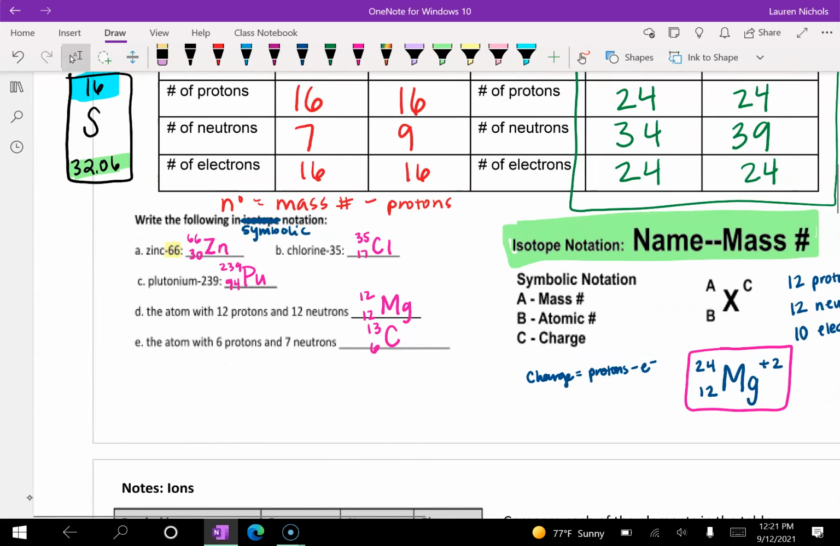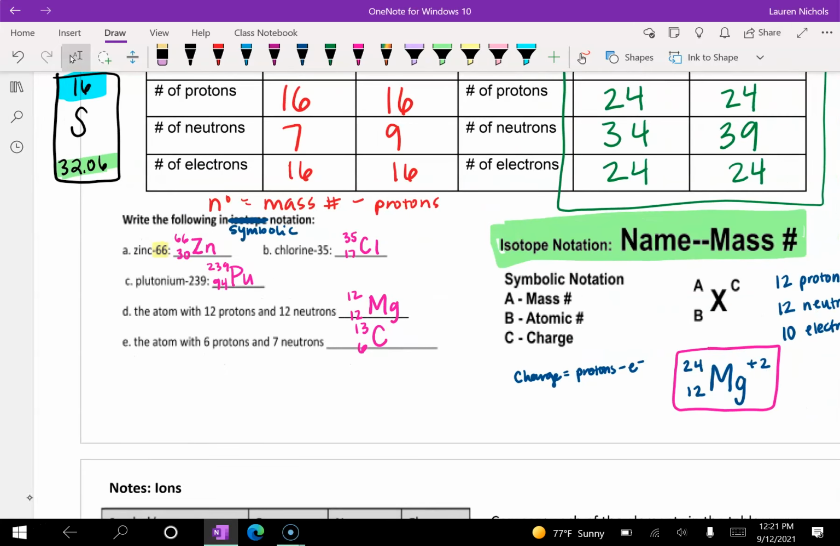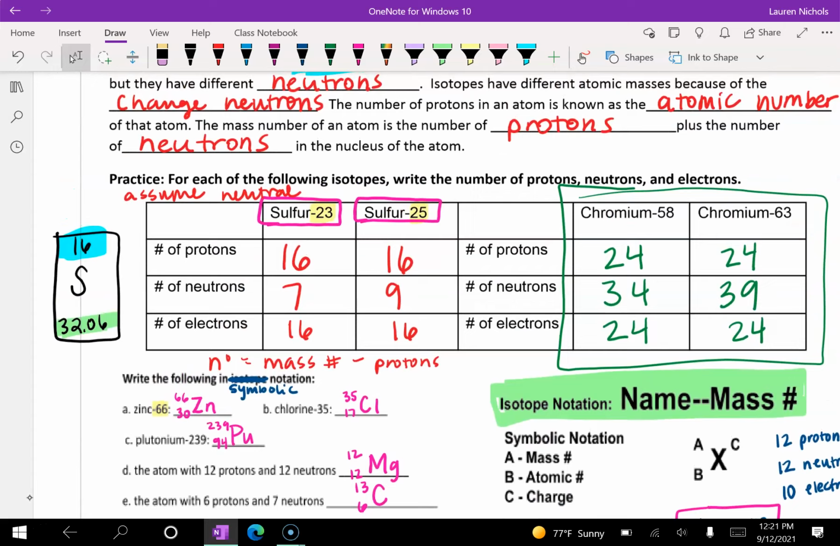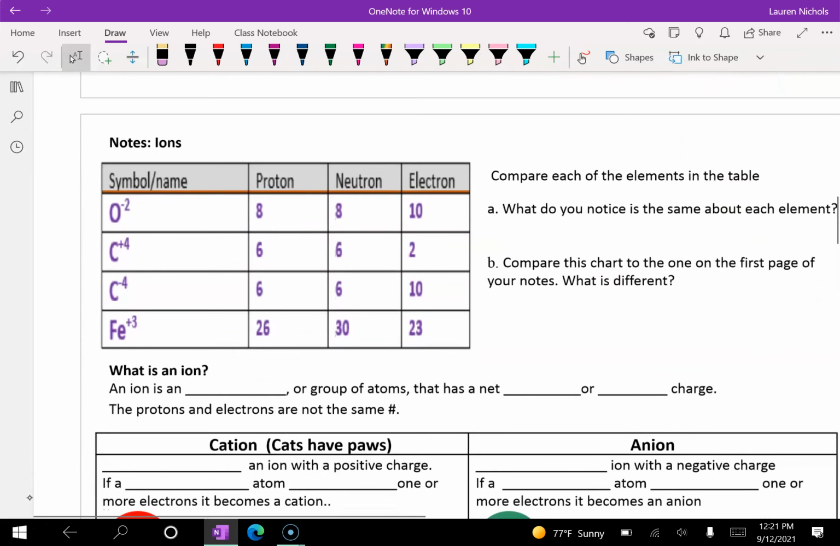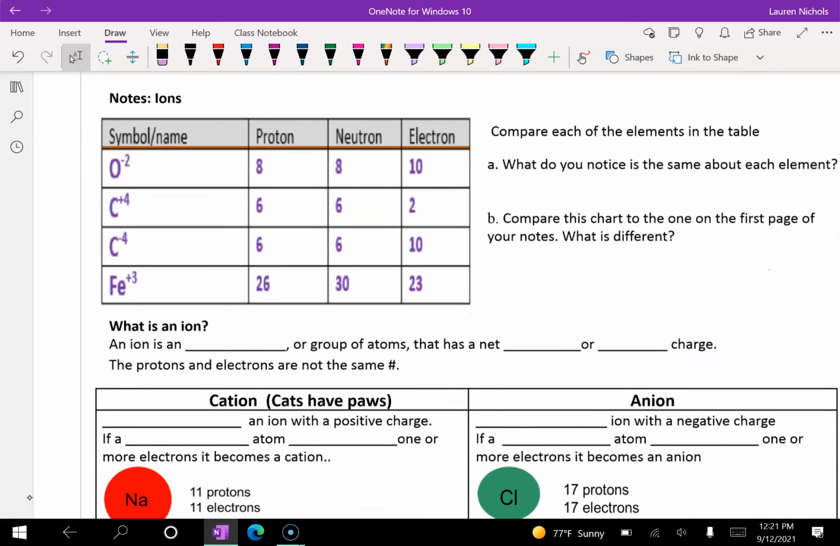So in this part of the lesson, we talked about isotopes with their names, how they have different numbers of neutrons, but they're the same element. And now we're going to get into ions. Unfortunately, there's some error, so ignore that bottom row there.